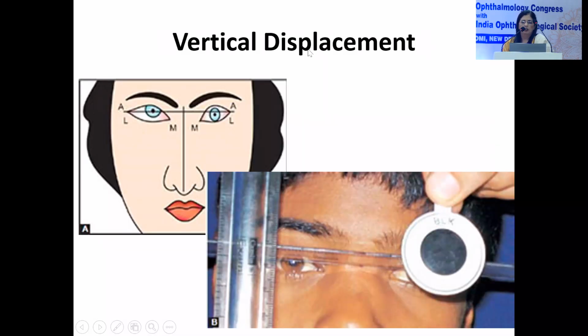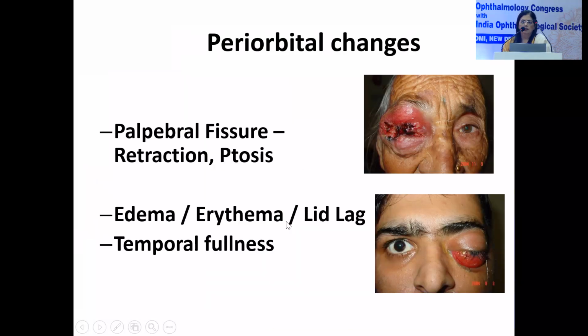And if there is a vertical dystopia, then you use the two scale methods. So it's important to note down any non-specific changes like edema, erythema, which may be indicating an infection, inflammation, or a malignancy. So all these points should be noted down.